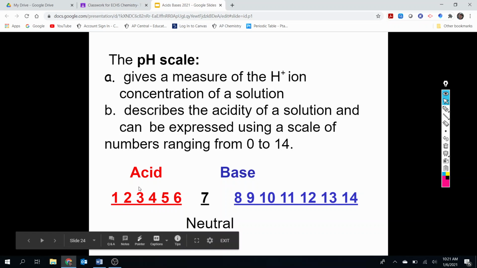So if it has more H plus, it's acidic and will have a lower pH. If it has more OH minus, it will be basic and have a higher pH. And if it has the same amount of H and OH, it will be neutral and be right there in the middle at 7.